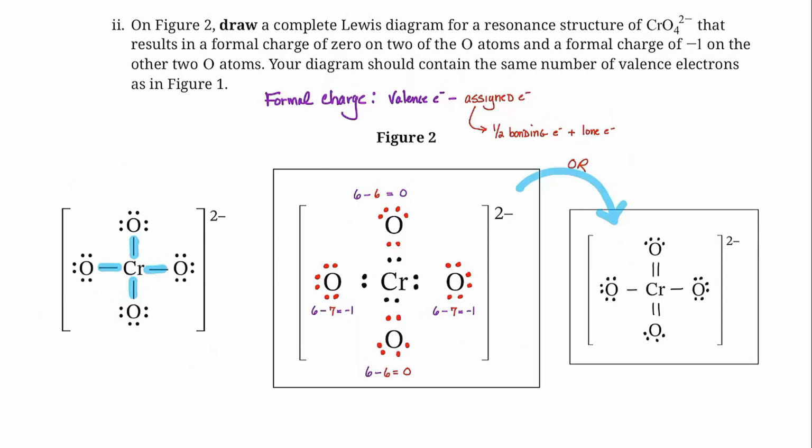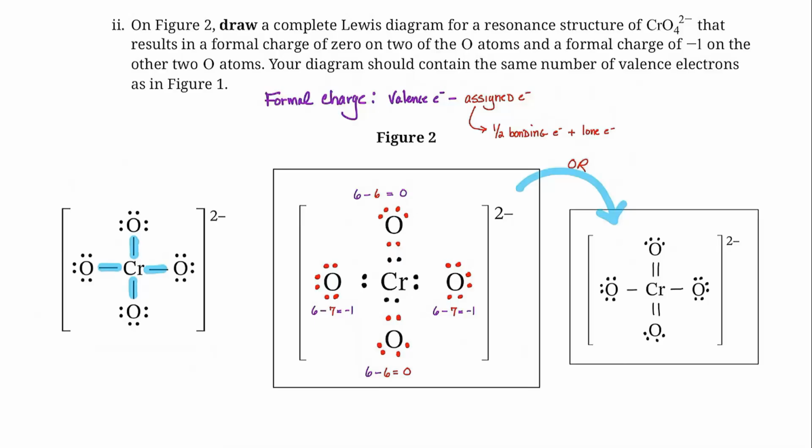Now, chromium, the central atom, is beyond row 2, so it could have more than an octet. That's something you should recognize first, because it does have the d electrons. But in order to know how to move the electrons to satisfy a formal charge of 0, we have to know what formal charge is. So formal charge is a way of bookkeeping the electrons we draw in a Lewis dot diagram, and where they have been moved to and where they came from.